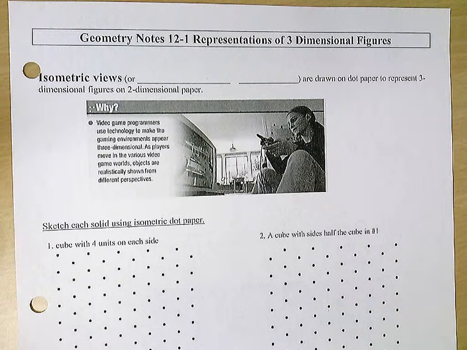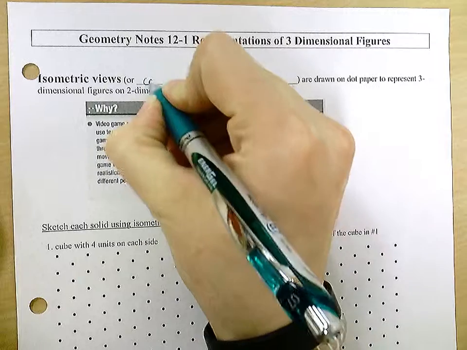More to get your head wrapped around what a three-dimensional figure looks like on a two-dimensional surface, okay? Because you're going to be seeing three-dimensional figures on your pieces of paper, which is two-dimensional. So it's more to get you thinking about, okay, if a plane cuts through this shape, what other shape could it make? So starting off here, we have isometric views or corner views.